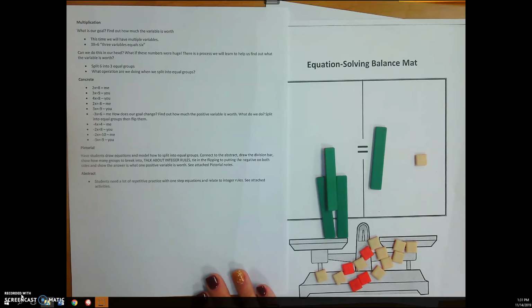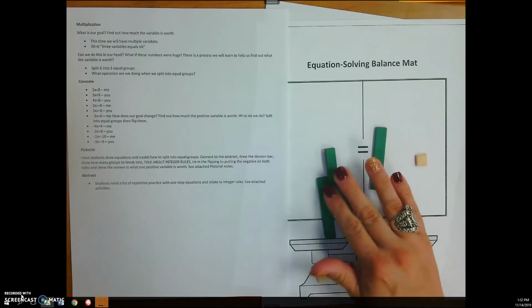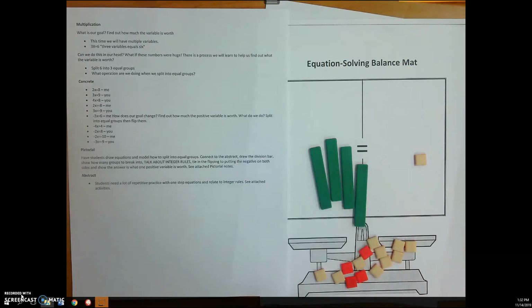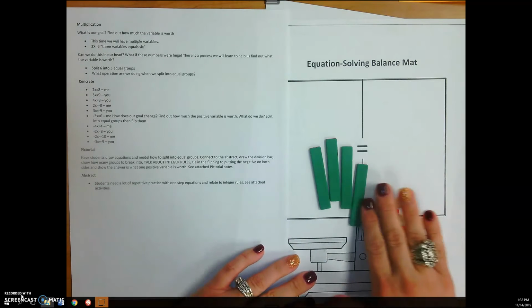Want to jump into multiplication on equations? This time, make sure you have multiple variable bars. Typically, I don't go more than 4, just in case. And we still need all of our constants, okay?